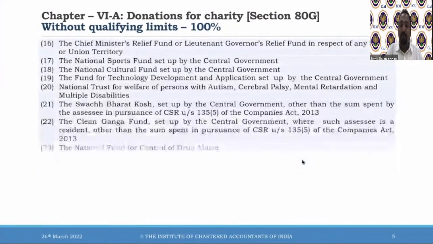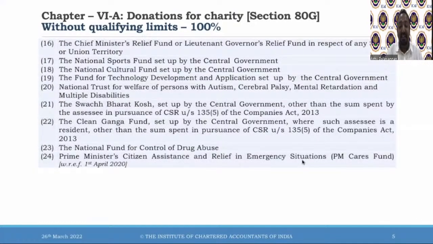You also have a few more. Chief Minister's Relief Fund, Lieutenant Governor's Relief Fund, National Sports Fund, National Cultural Fund, and anything related to technology, National Trust for Autism, Cerebral Palsy. So all those things are there, right? Swachh Bharat Kosh, Clean Ganga Fund, and National Fund for Control of Drug Abuse. Finally, you have Prime Minister's Citizen Assistance and Relief in Emergency Situations, that is the PM CARES Fund. That is with retrospective effect from 1st April 2020.